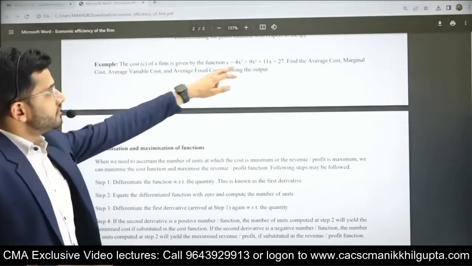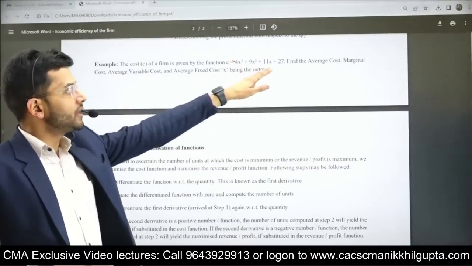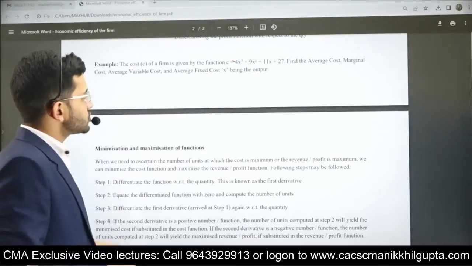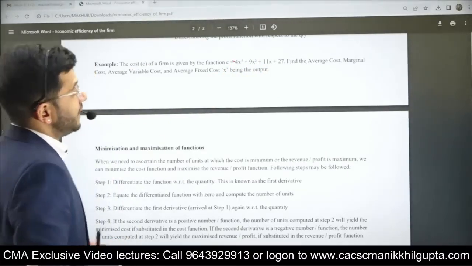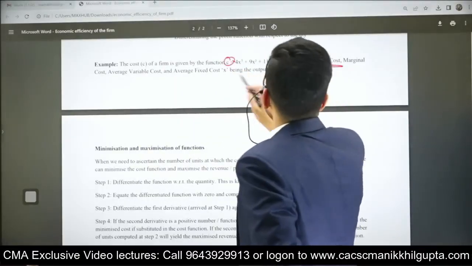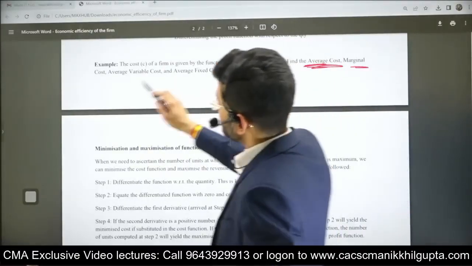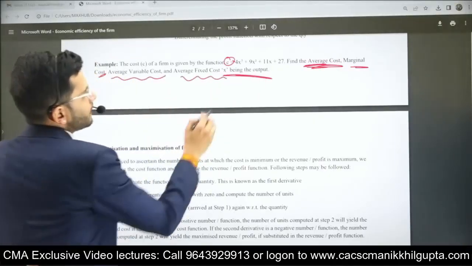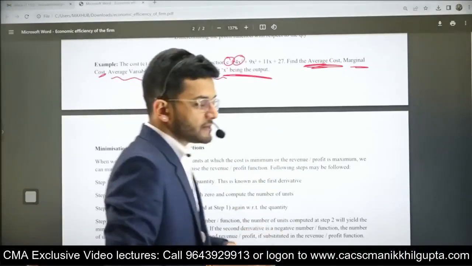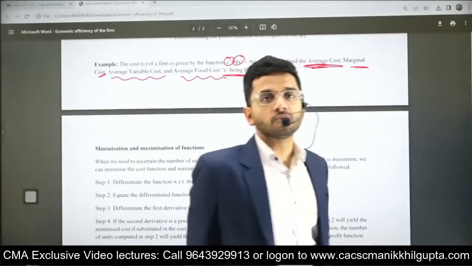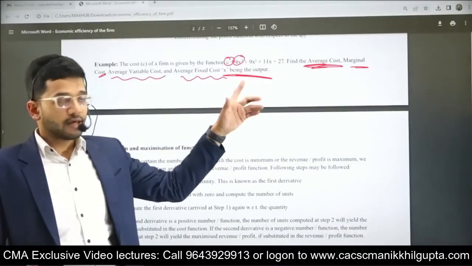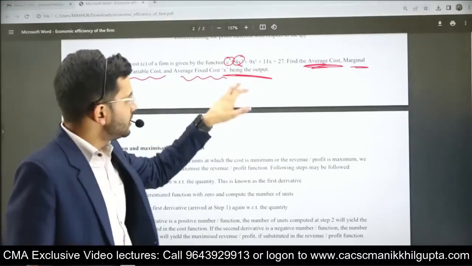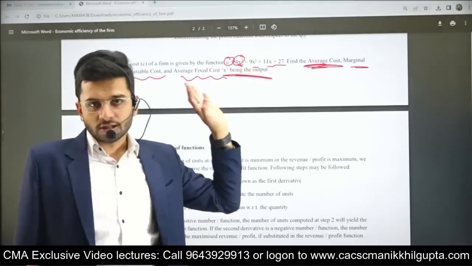The cost of the firm is given by the function 4x cube plus 9x square plus 11x plus 27. This is the cost function, the total cost. You have to find the average cost, the marginal cost, the average variable cost, and the average fixed cost, x being the output. The concept is that depending upon what number of outputs you want to produce, your cost will vary. If we substitute 3, 4, whatever number of output we need to produce in x, then we'll get the cost. That is the idea.